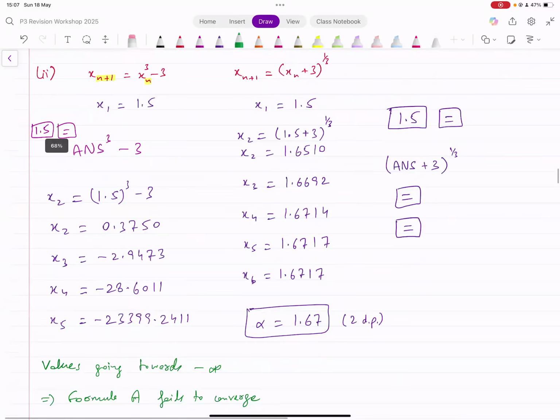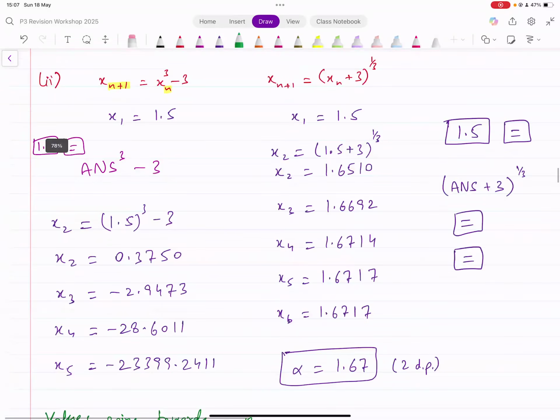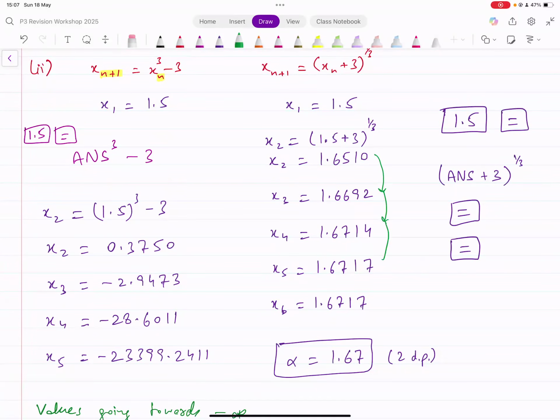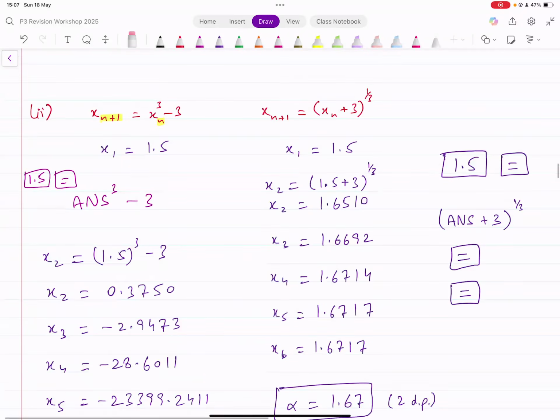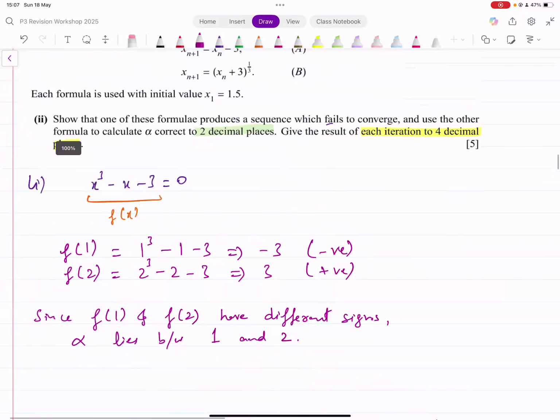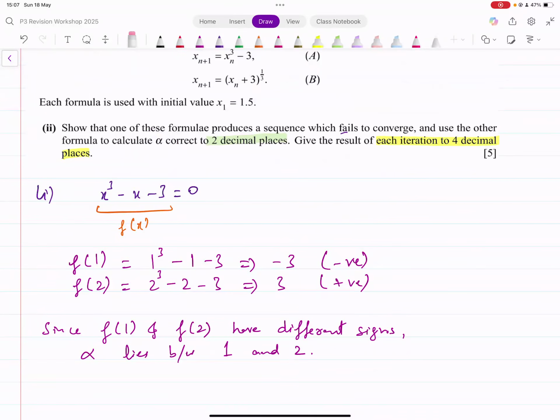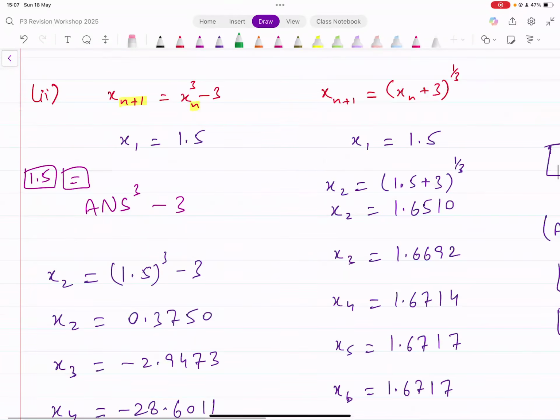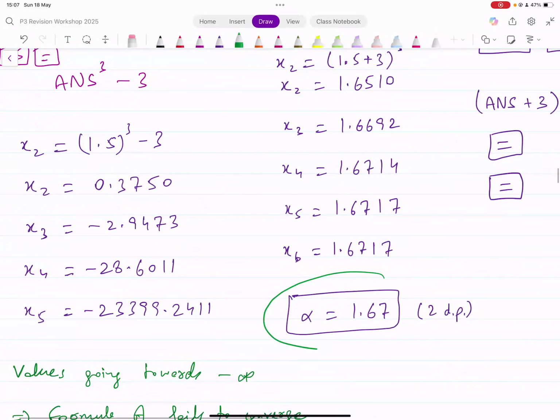What about the other formula now? The other formula, you see, it becomes stable gradually, and it becomes stable at this value. And you say that's your final answer. You write down the final answer to 2 decimal places. Now, in this case as well, it's very important. They wanted you to find the value for alpha. In the final answer, it's necessary that you write that alpha equals 1.67.